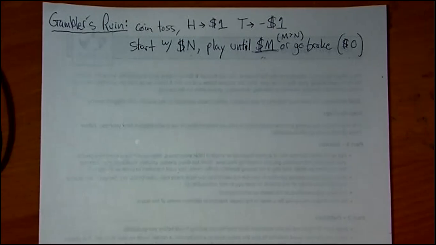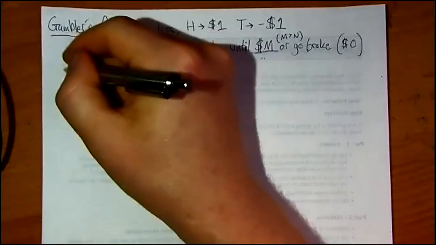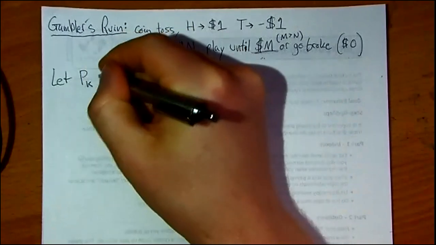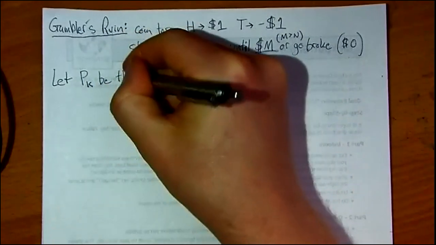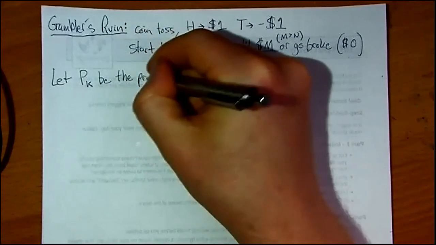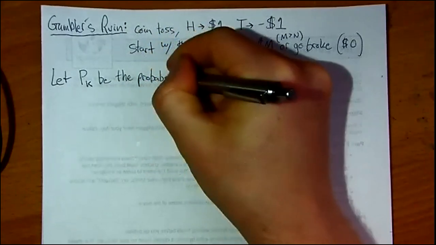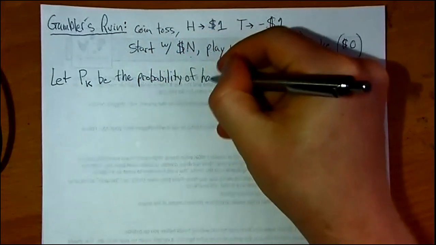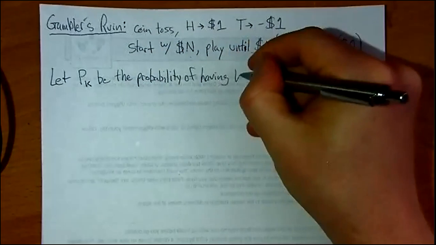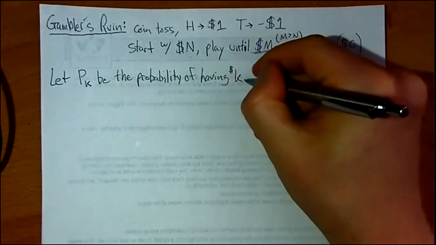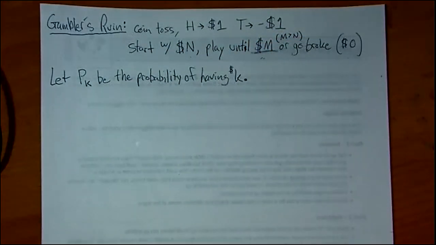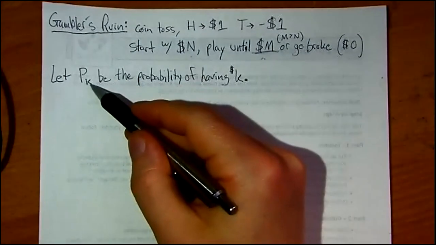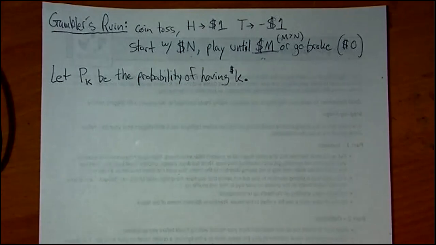Okay, so let me help a little bit. Let P of K be the probability of having K dollars. Okay, so P sub K. So P sub 50 would be the probability that you have $50, right?